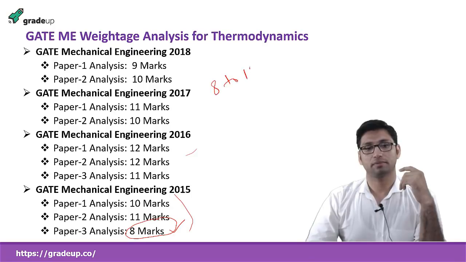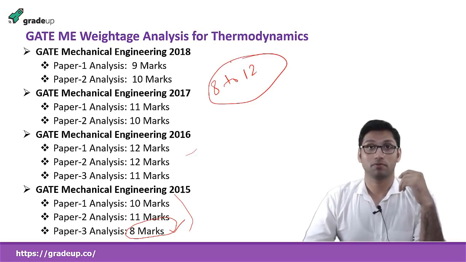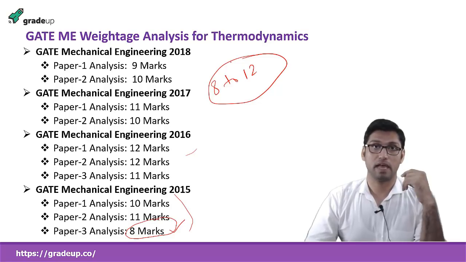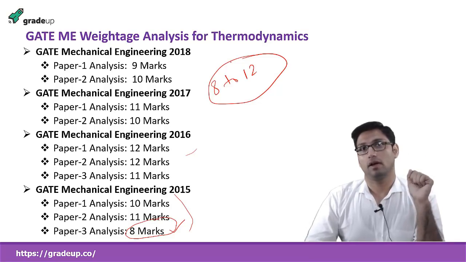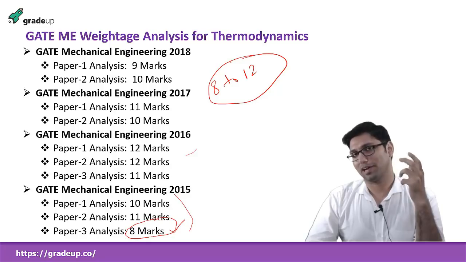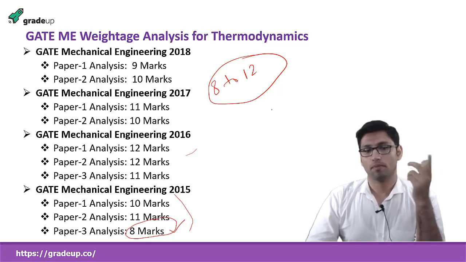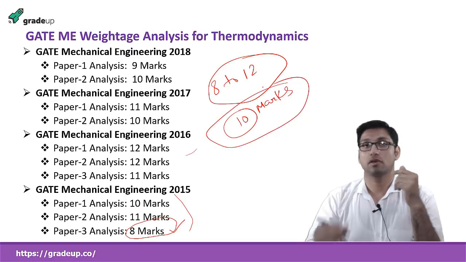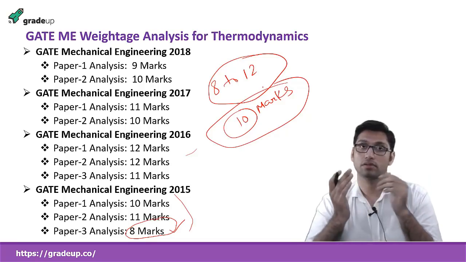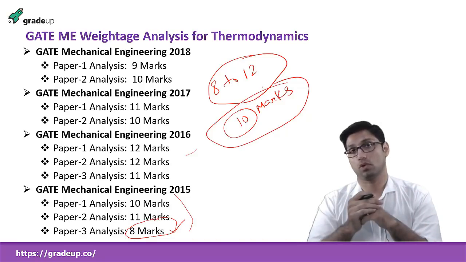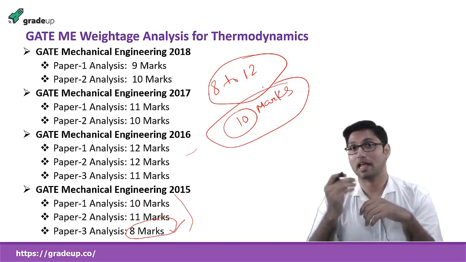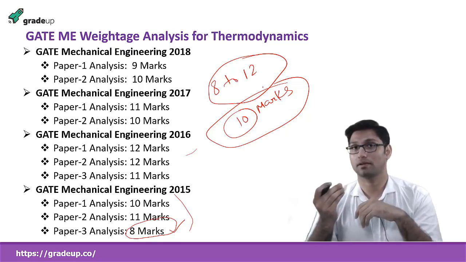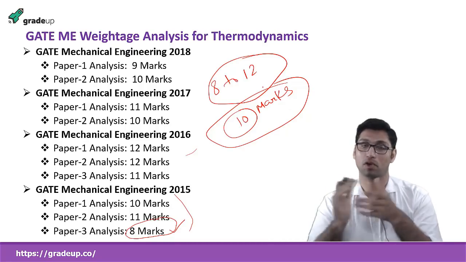So 8 to 12 marks from thermodynamics is asked in the GATE exam every year, in every set of the GATE exam. If you take the average, it comes out to be 10 marks. So on average 10 marks is the weightage of thermodynamics in the GATE exam. You can understand, as some of you may have given the GATE exam, that every single mark is important for your score or for your rank.